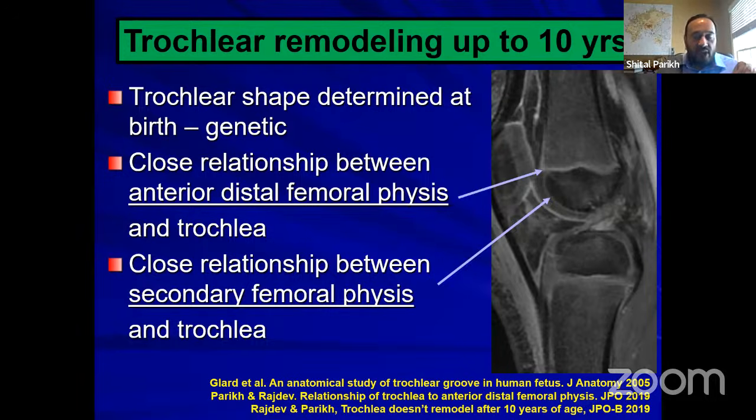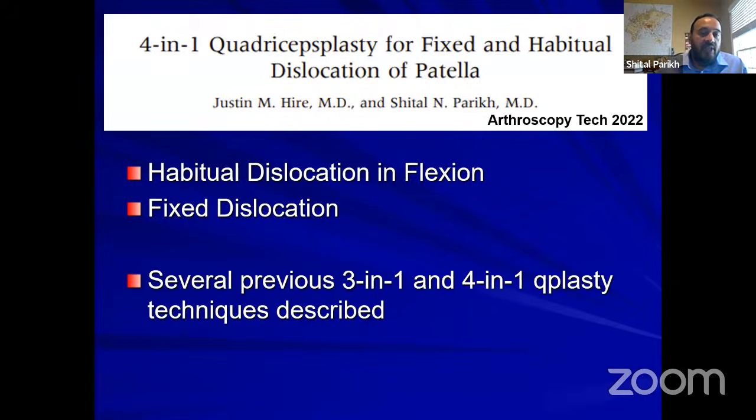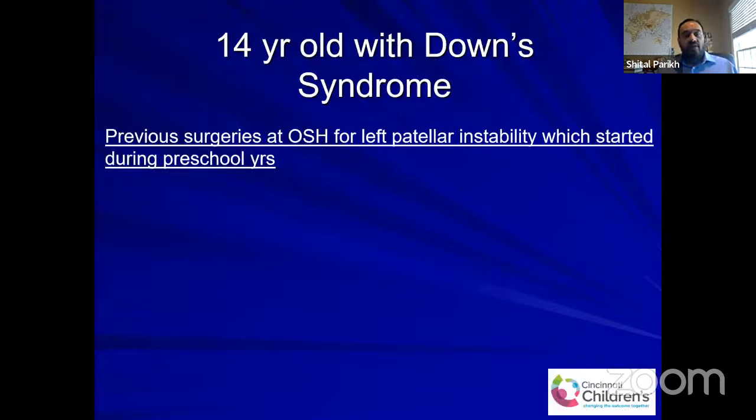In short, when we see a young patient with instability, the ideal treatment is surgery, so that it can help with trochlear remodeling and long-term results, rather than waiting till the patient is skeletally mature because of a fear of a growth arrest. We published our technique of how we do our quadriceps plasty for fixed and habitual dislocation. And there are several other techniques described. It's 3-in-1 and 4-in-1. Basically, you're trying to approach the patella from all sides: the quad, the patellar tendon, the MPFL, and a lateral release. So all 4 sides would have surgery.